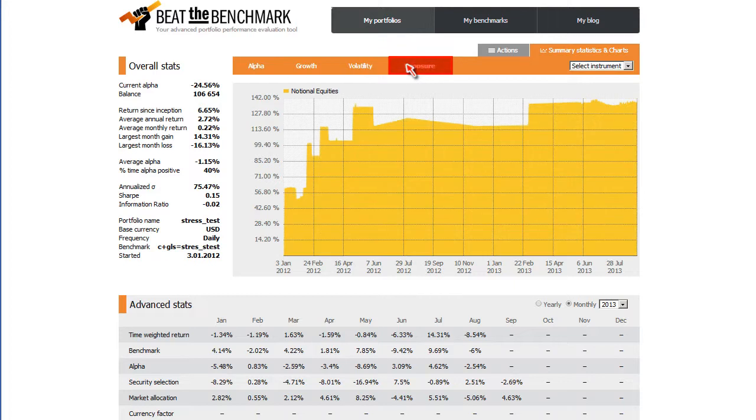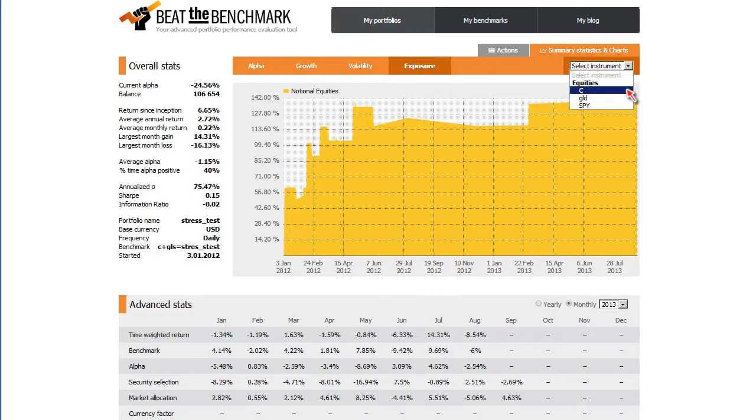Exposure shows the composition of your notional exposure by instrument classes. 100% exposure means that you have invested $100 and bought $100 worth of securities. 200% exposure means that you have borrowed another $100 and bought $200 worth of stock.